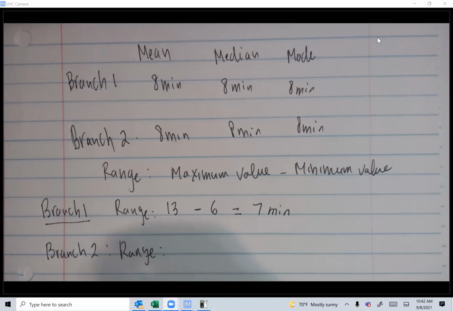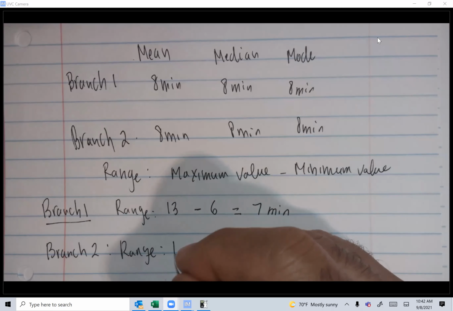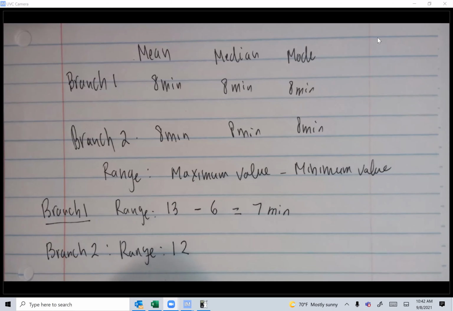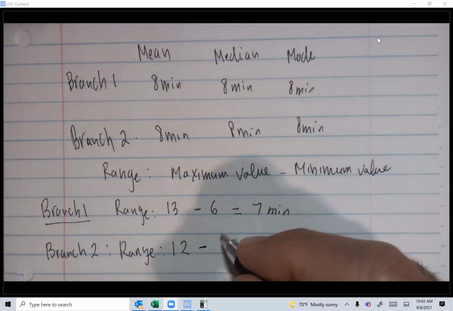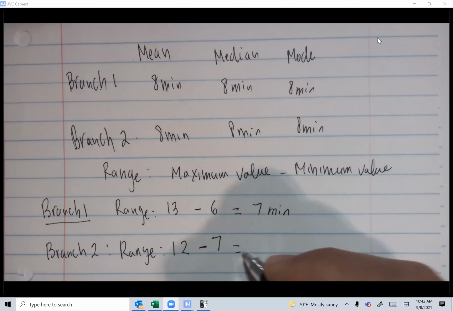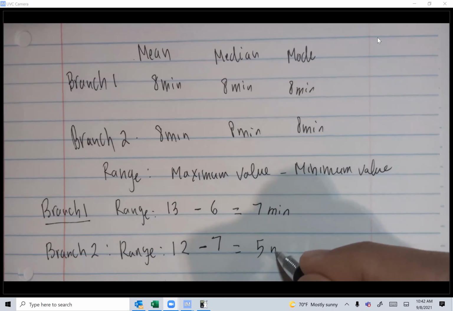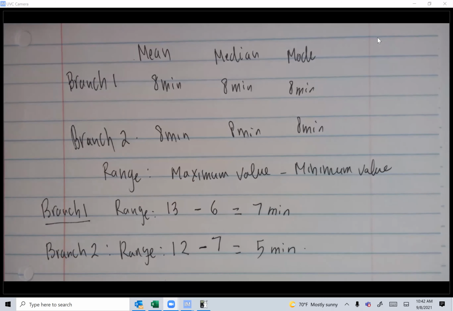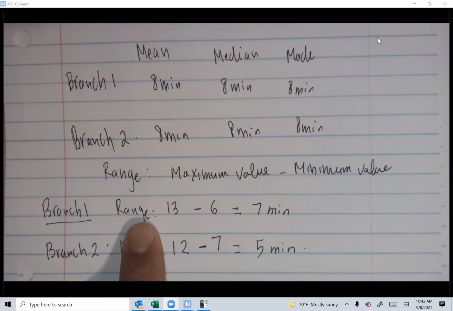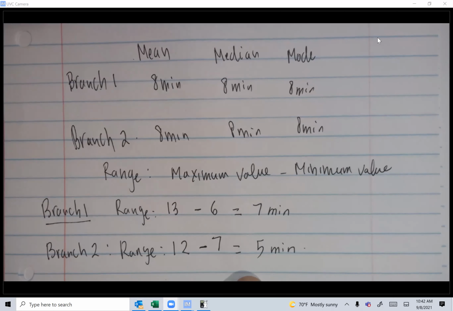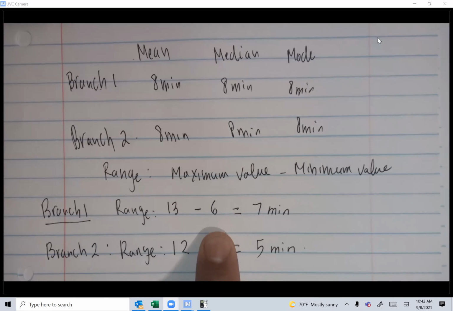Then the students will say, well, the most that a person waited there was 12 minutes minus 7 minutes, the lowest value, and that was 5. So since branch 2, guys, has a lower range than branch 1, you can make a decision to go to branch 2 rather than branch 1.